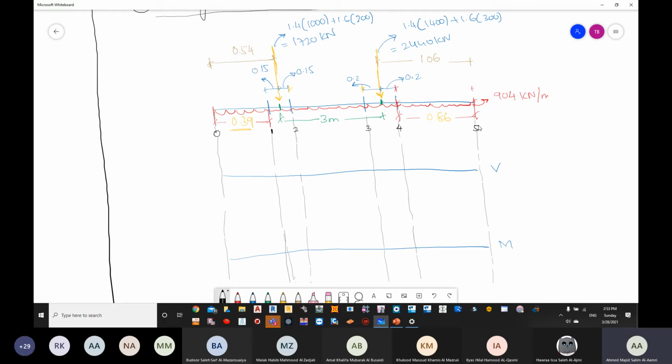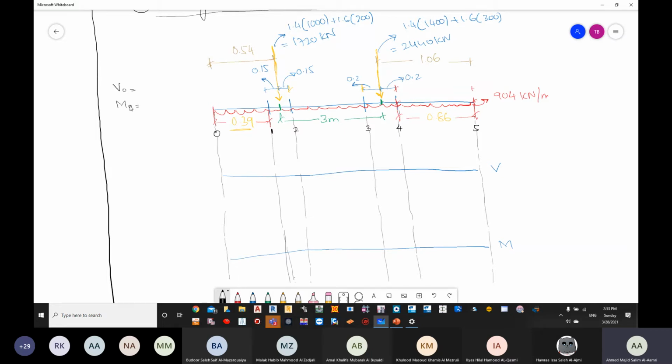Okay, so we have 5 points. Now for point number 0, how much is your shear force and how much is your moment? Okay, it is going to be 0.